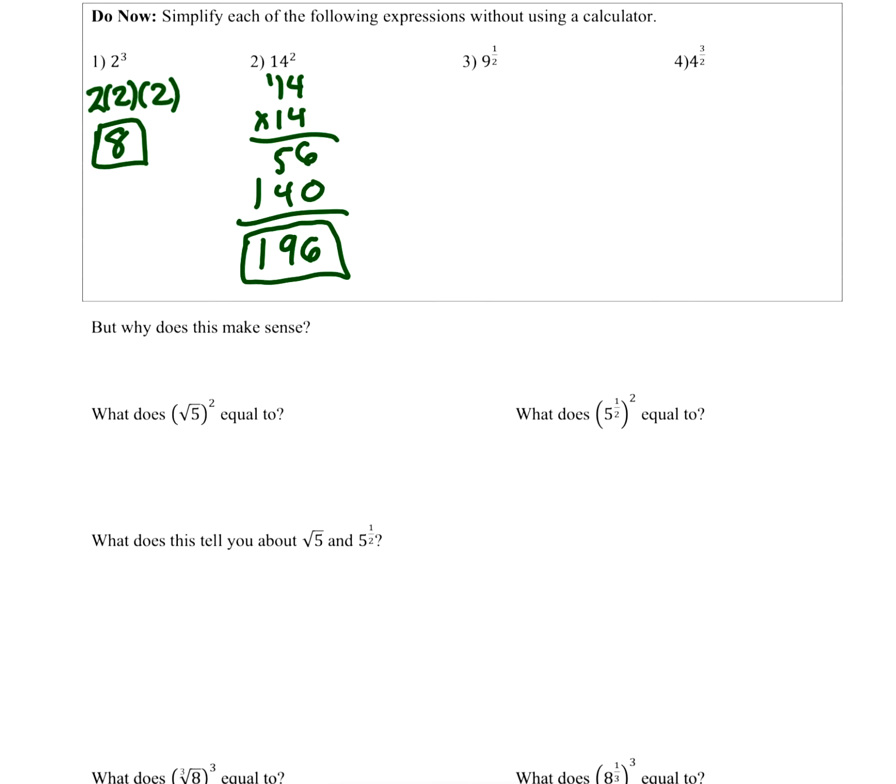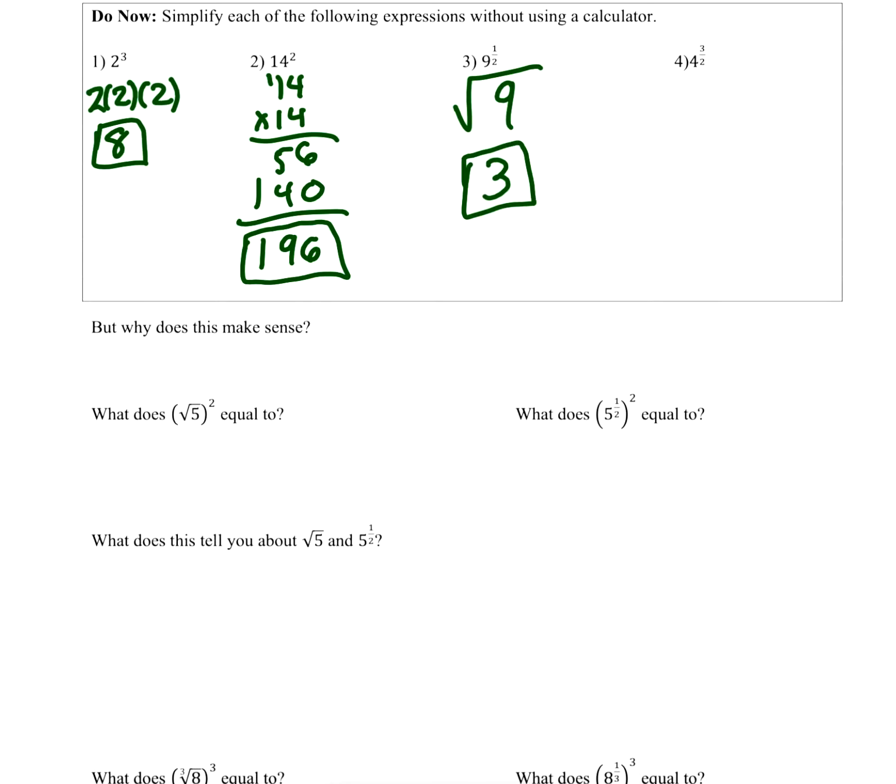What this is going to simplify to, and we'll explain it a little bit more in a second, is that the denominator is called the index of our radical. So it would be the second root of 9, but we don't say second root, that's just the square root. So we just write the square root of 9, which is 3.